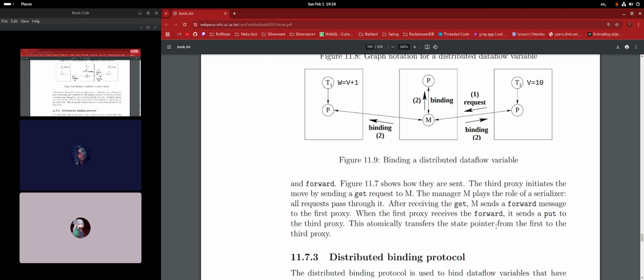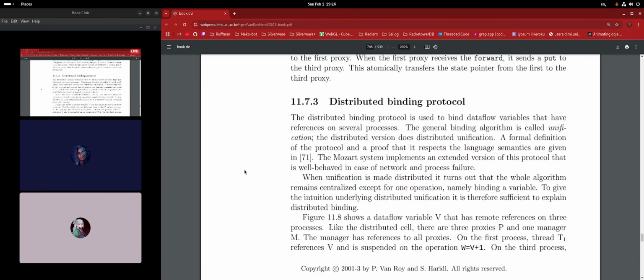Okay, so then manager M plays the role of a serializer. After receiving the get, M sends a forward message to the first proxy. When the first proxy receives the forward, it sends a put to the third, and this atomically transfers the state pointer. And now the binding version of this. This is used for the binding of a dataflow variable, which is going to be a distributed unification process. When unification is made distributed, it turns out that the whole algorithm remains centralized except for one operation, namely binding a variable. Let's give intuition about it.